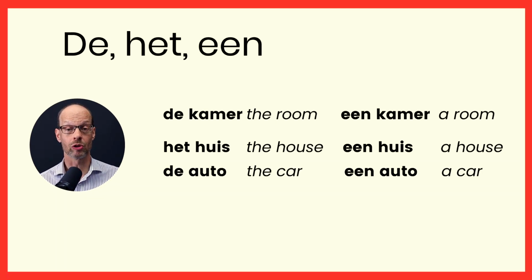And then one more example. For example, de auto. De auto. So the car is always de auto. But with an indefinite article, it is een auto, right? So you see, de and het, that changes. Een is always the same.